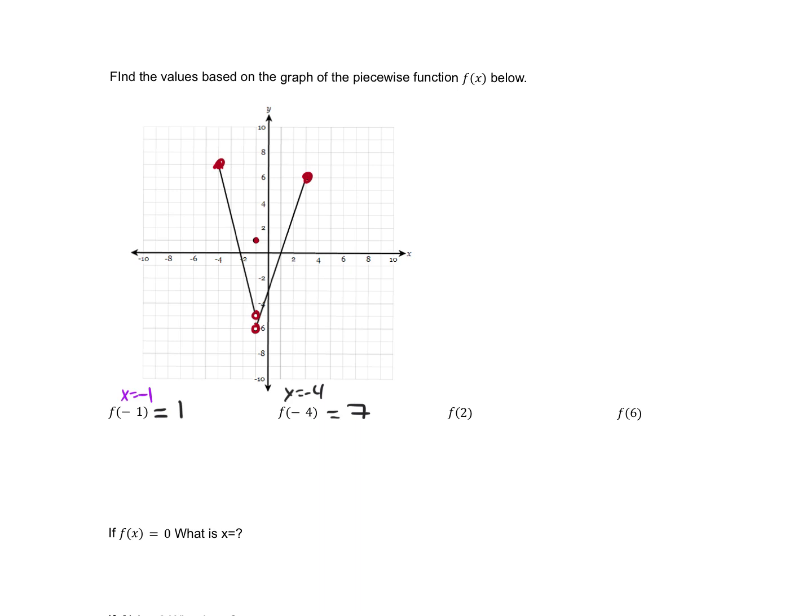f of 2, that means x of 2. So if I go to x of 2, here's 2. The y value appears to be 6. And then finally, f of 6 means x equals 6. So if I go to 6, well, I don't see any graph over here, right? There's no graph, so that seems to be out of the domain. So the way we say that is we just say does not exist. There is no point on this graph with an x of 6. Now, if the graph went something like this, sure, we could probably find it, but in this case, it doesn't.